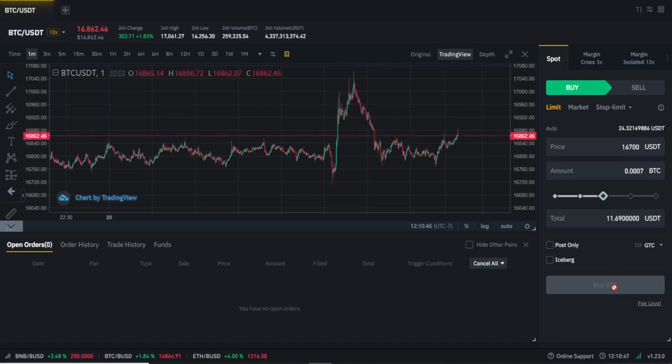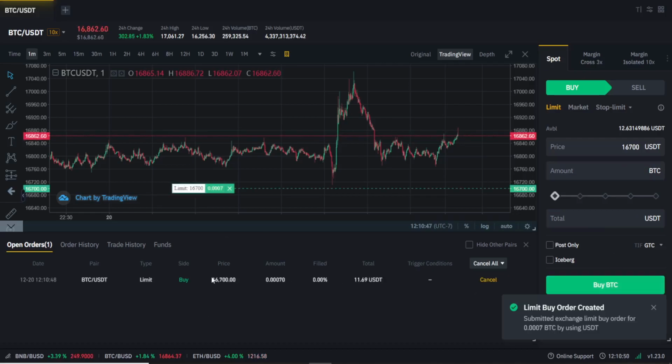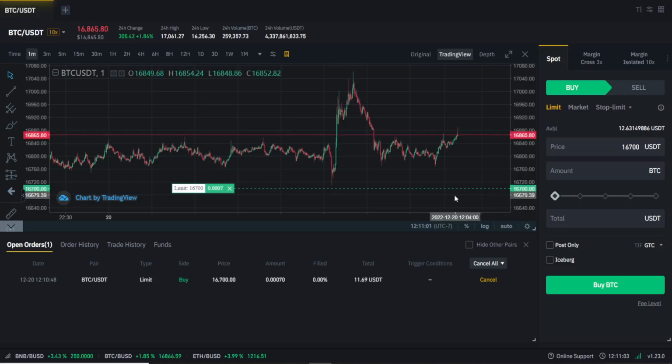Then we press the buy Bitcoin button, and as you can see, the order was not filled immediately, as it did with the market order. This is because it will only be filled if the asset is trading at or below the desired price. If the asset is trading above 16,700, your order will remain open until the asset reaches your desired price or until you cancel the order. So keep in mind that there is a possibility that your order may never reach your desired price.